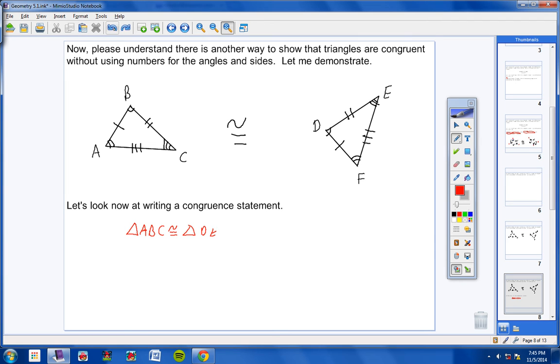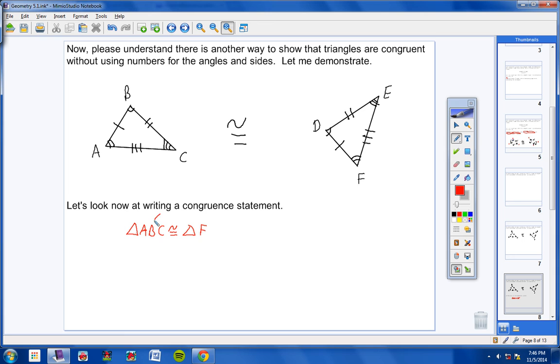When you're writing a congruent statement about triangles, you must write the corresponding congruent angles in the same order. Watch carefully. Notice I put angle A first over here. See that? How many marks does angle A have? 2. Which angle over here has 2 marks? F. So because A came first over here, F must come first over here. It's that easy. I didn't say it was hard. I said it's really important.